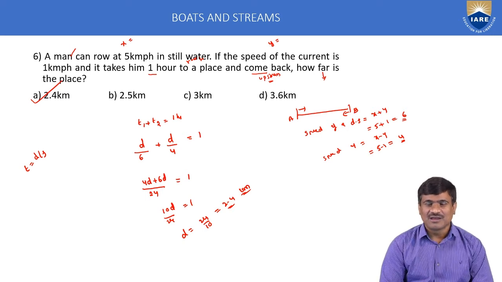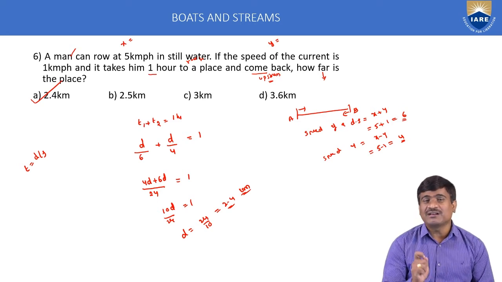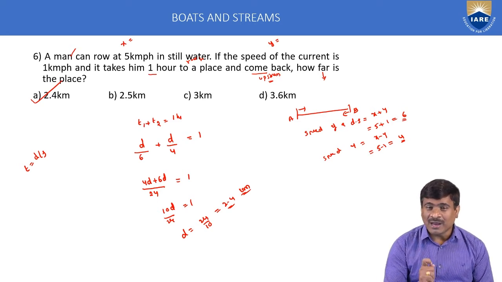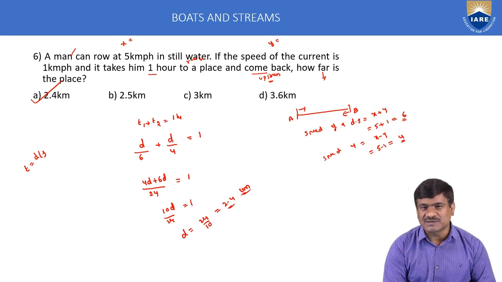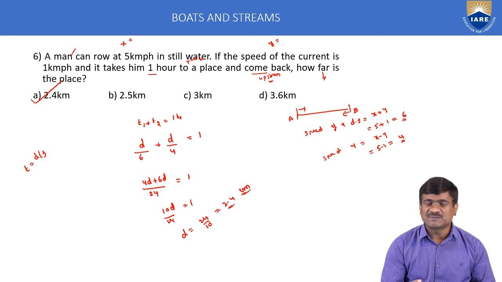Okay, right. Once again, an important note: rate of current means speed of a stream. A man's speed is nothing but boat speed. Objects are considered as boat speed, which is always denoted by x, and speed of a stream is called y. Then downstream is x plus y and upstream is x minus y.